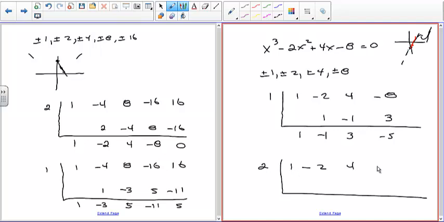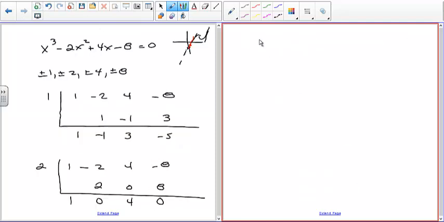Same coefficients from the third order equation. Bring this down. 2 times 1 is 2. Add these together, you get 0. 2 times 0 is 0. Add these two together, you get 4. 2 times 4 is 8. Add these two together, you get 0. So we actually have 2 zeros at x equals 2. What we know so far is our zeros are x equals 2 and x equals 2.